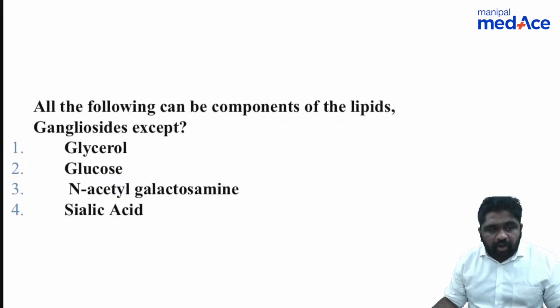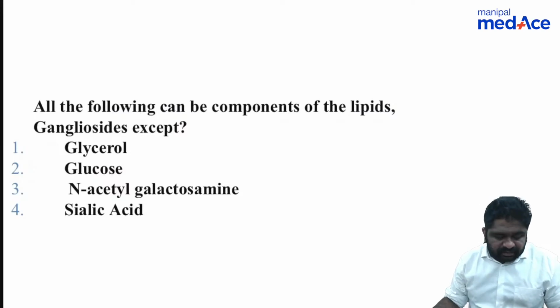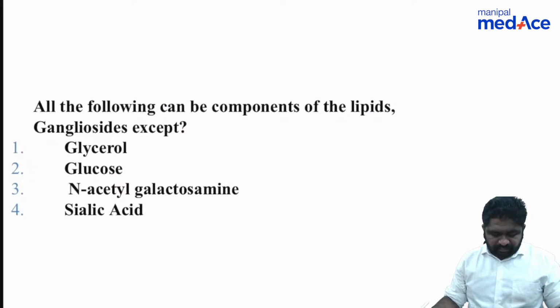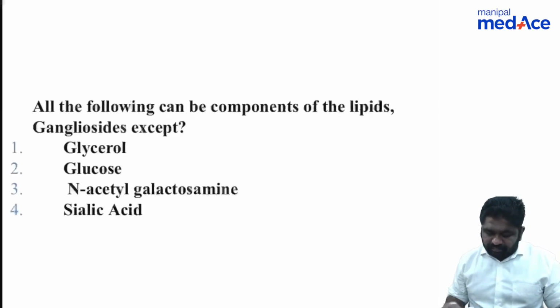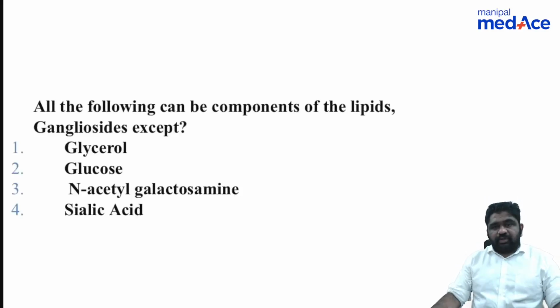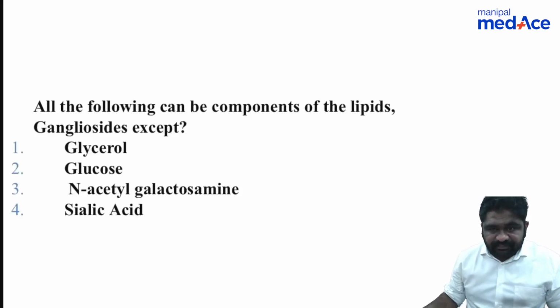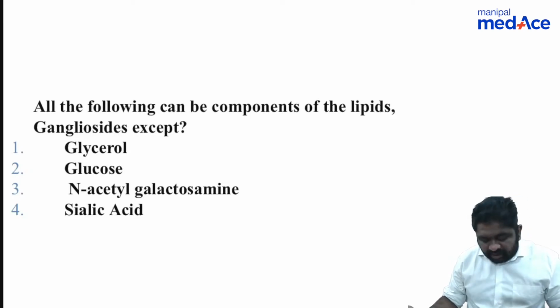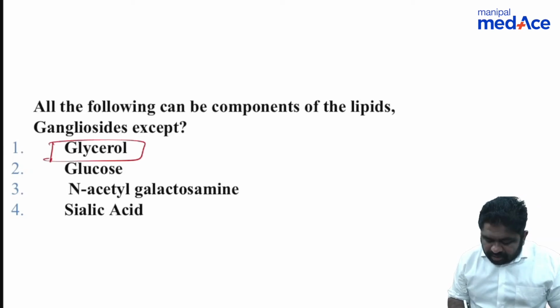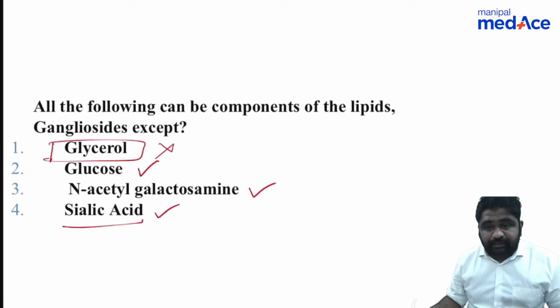All the following can be components of the lipids called gangliosides, except which one? Which one is not found in gangliosides? Excellent, Prem Kumar. Glycerol is not present in ganglioside. Glucose is present. N-acetyl-galactosamine is present. Sialic acid is present as NANA.